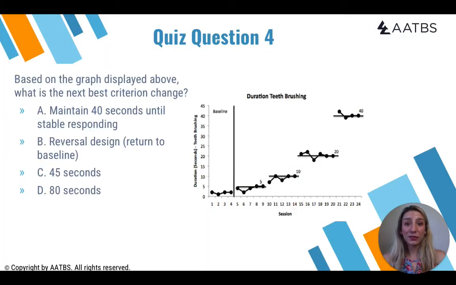So what do we think for question 4? Should we maintain for 40 seconds, do a reversal design, do a 45-second increase, or an 80-second increase? What did you guys get for answer number 4? Ready? The correct answer is D, 80 seconds.